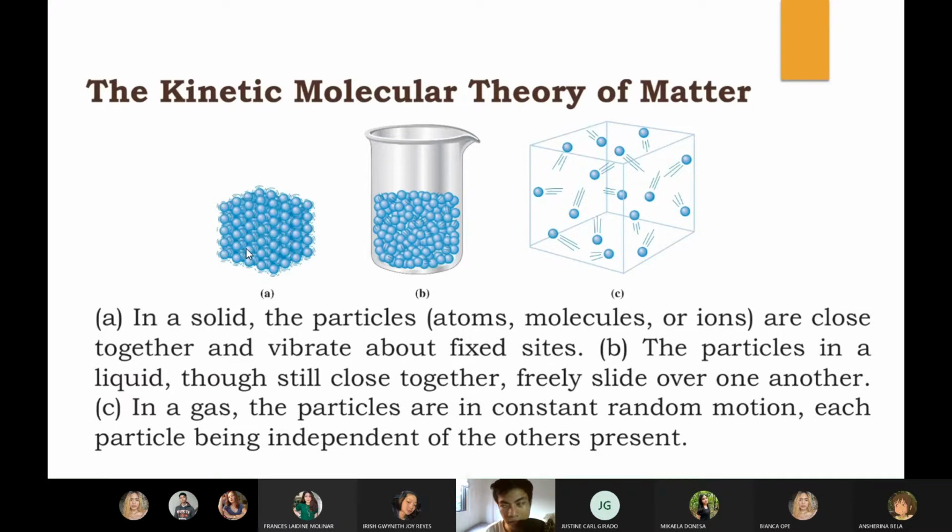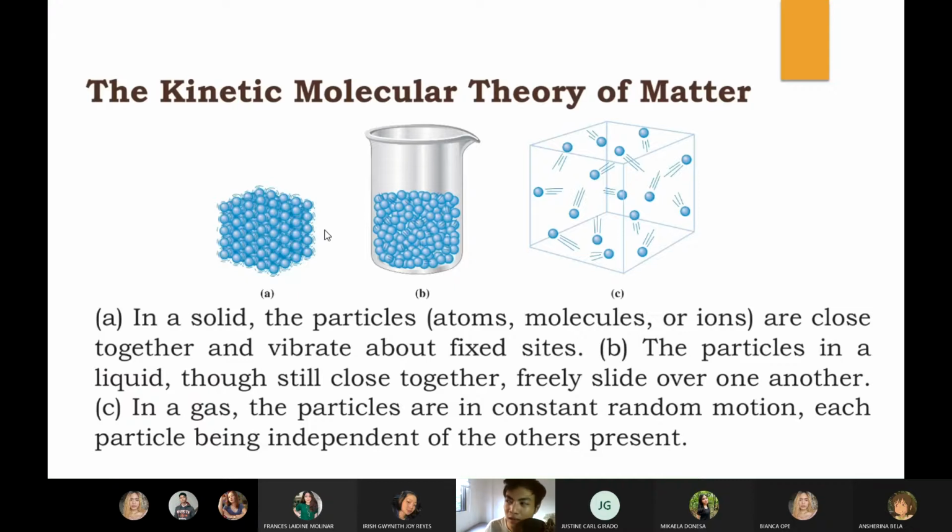Kunwari, kumpul-kumpul sila, solid sila. Imagine nyo kayong friends, mag-ano kayo, group hug, solid yon. However, pag lumayo kayo onte, you assume the liquid phase. Then, pag lumayo kayo ng sobrang layo, you assume the gaseous phase. No? Ganun din sa matter natin.